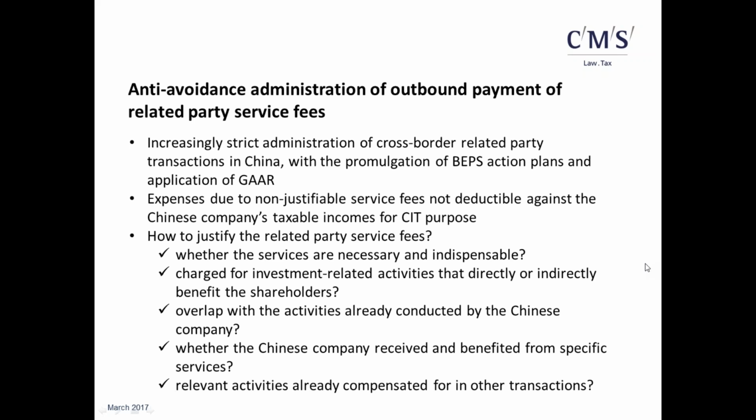Right. For example, in your case, if the holding company does not have any business substance, how can they provide service to the PRC company? Correct. Do they have sufficient capacity or function to provide service? If they don't have such functions or capacity, then the service fee will very likely be challenged by the tax authorities as unreasonable. Right. Then no deduction for that purpose. Understood.